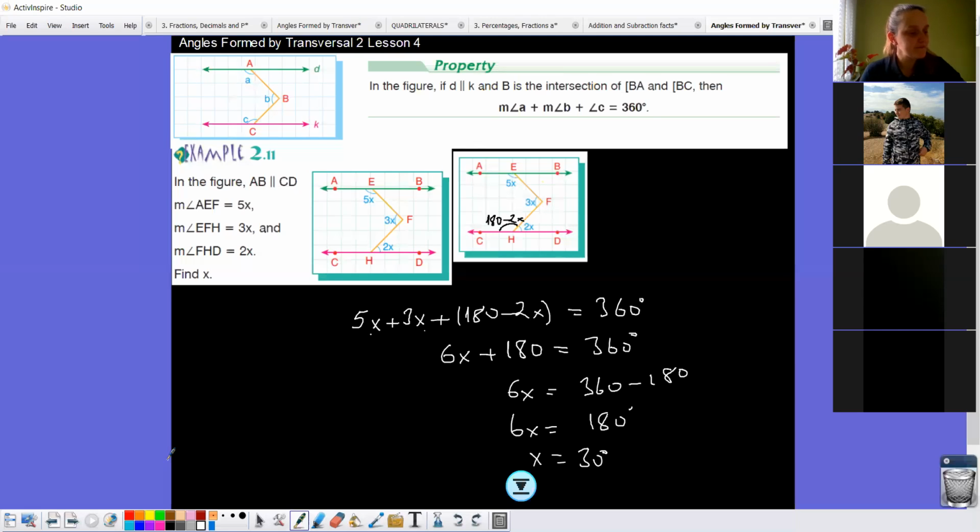Teacher, what does M angle mean? Measure of that angle. Because if you're writing only angle A, for example, you're talking about angle A, not how many degrees it is. But if you're writing measure of angle A, then you can write that it is, for example, 30 degrees or 40 degrees. Okay, thank you.